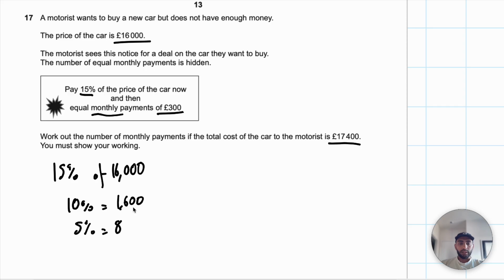16 divided by 2 is 8, and I need 2 zeros. Now I can find what 15% is. I just add these two numbers up. 16 plus 8 is 24, so it's going to be 2,400. So the deposit is 2,400.